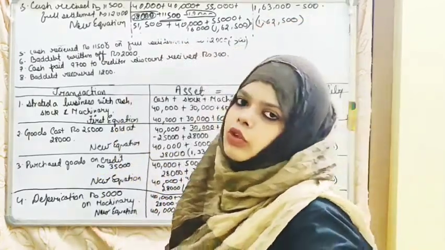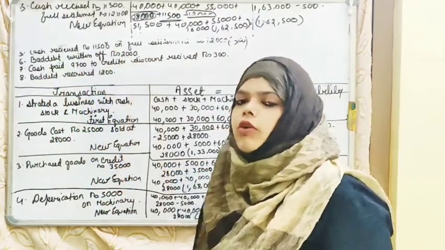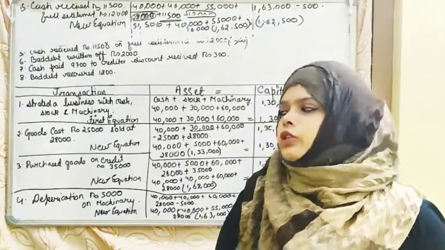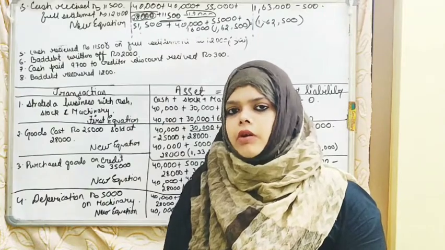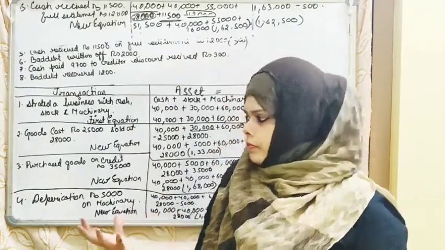Now coming down to the sixth transaction, that is bad debt written off rupees 2,000. Now what is a bad debt account? You are being introduced newly to the term bad debt. So what exactly is a bad debt account?